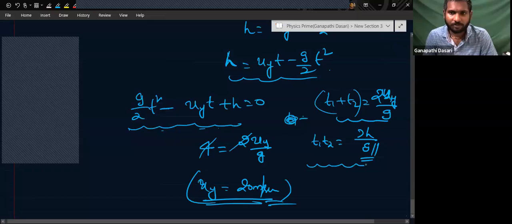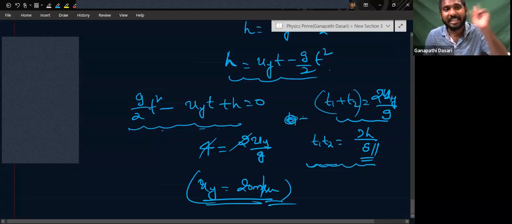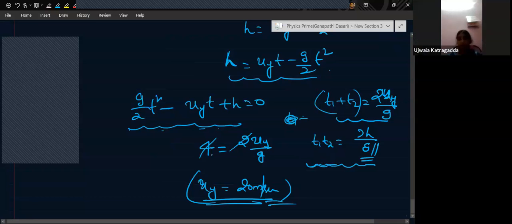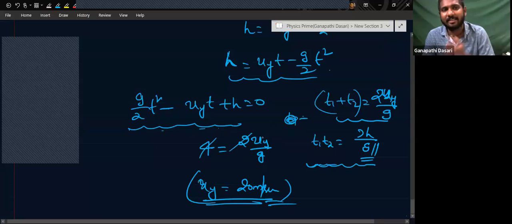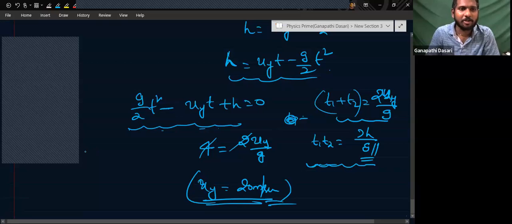Sir, can we do this like T1 T2 is equal to 2R by g also? No, that is different. That concept is same range, two different heights. That is different and this is different. Here the particle is at the same height, once while going up and once while going down.